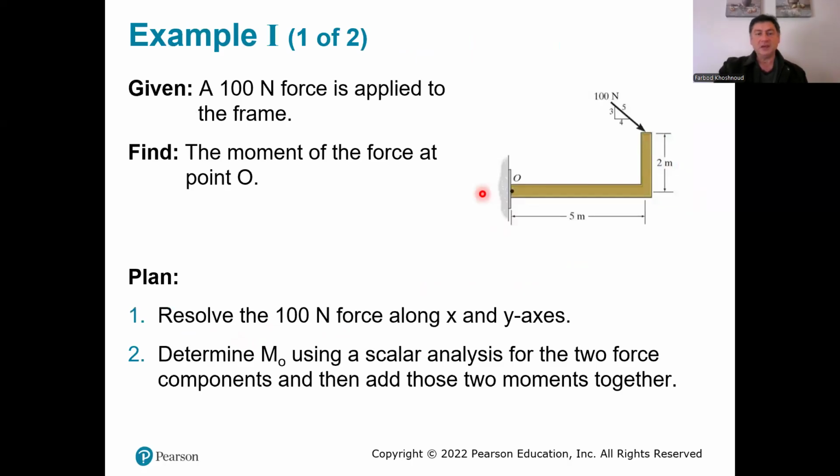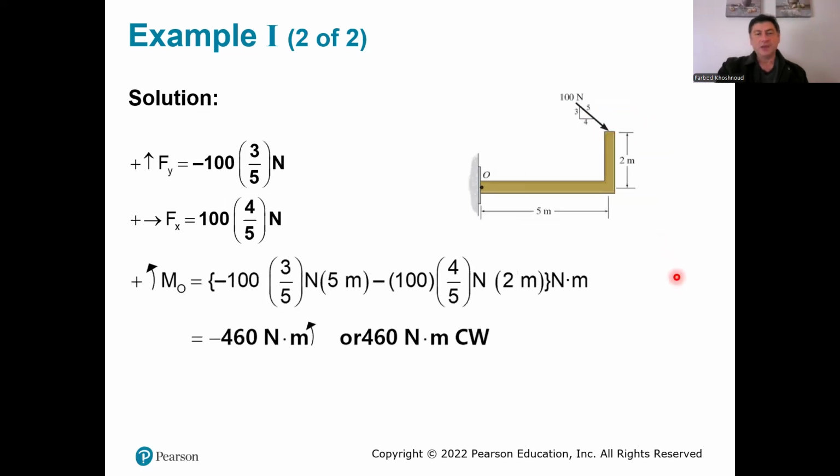This is again an example. In this example, we are trying to calculate the moment of a force, and the force is shown by this vector, 100 Newton, with this specific angle shown. So first we can calculate the components of the force in the y and x directions, also specifying the positive direction.